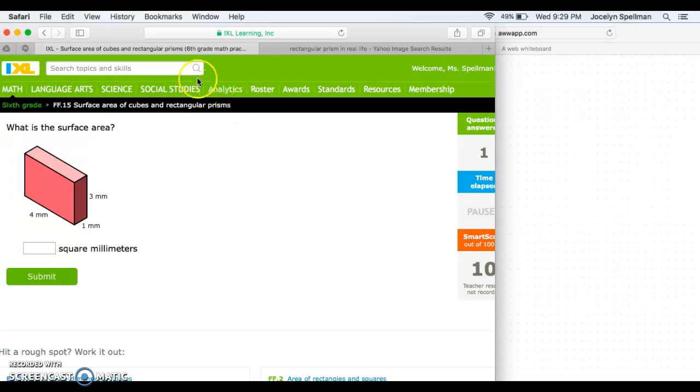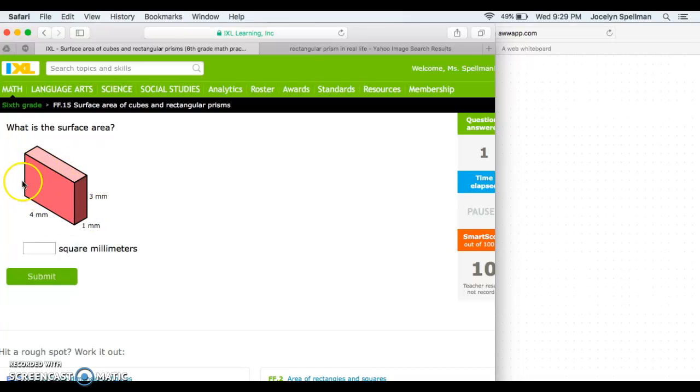Let's start here. So here I have a rectangular prism, and I can see I've got a side here, a side here, and a side here. Because I know this is a rectangular prism, that means I have 2 sides that are this size, 2 sides that are this size, and 2 sides that are this size. So I need to find this area, and this area.